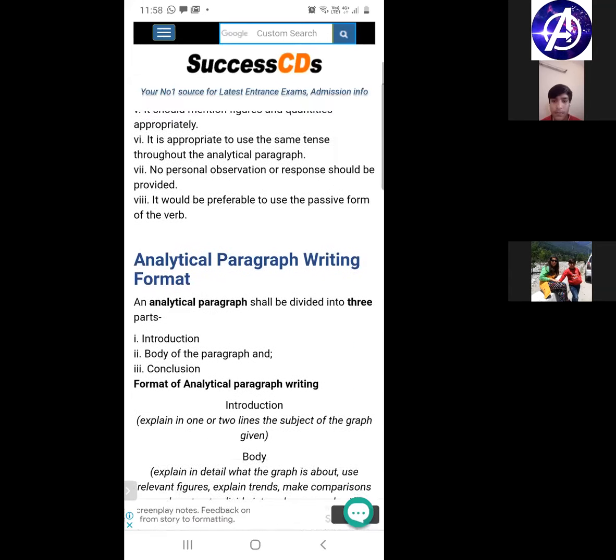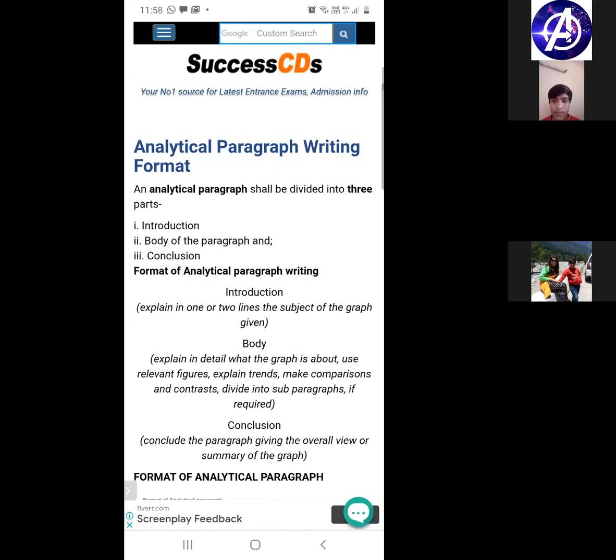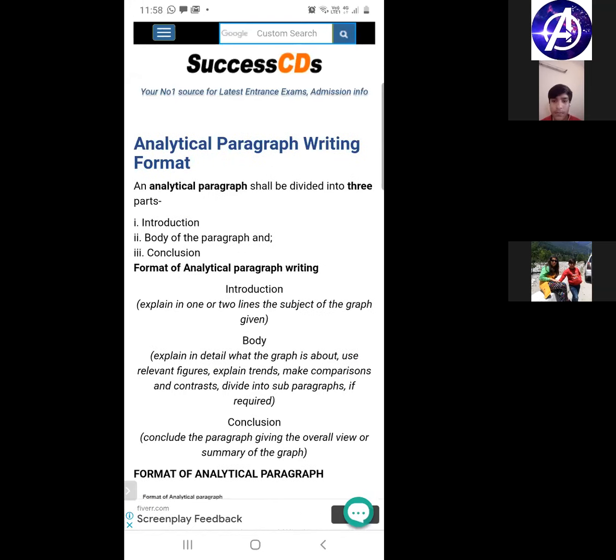Now, what is the format of analytical paragraph writing? An analytical paragraph shall be divided into 3 parts. The first is the introductory part. Second is the body of the paragraph, or the main content, as we say. And the third one is the conclusion. One by one, I'll be covering the 3 parts.